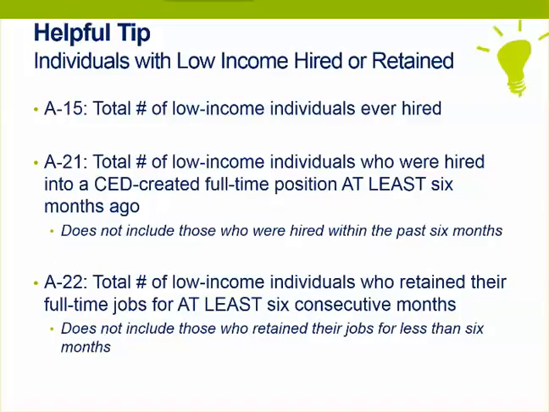First, A15 asks you to report on the total number of individuals with low income ever hired into a position. Indicator A21 asks you to provide the total number of individuals with low income who were hired into a CED created full-time position at least 6 months ago. It does not include those who were hired within the past 6 months.